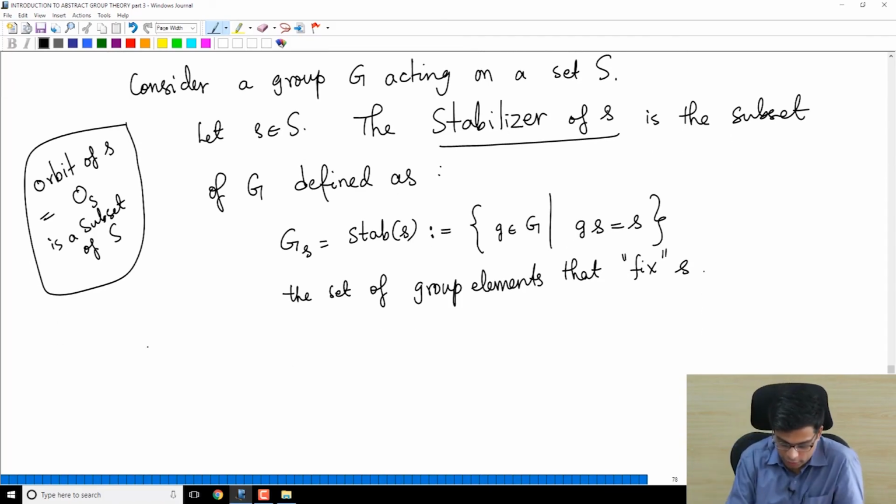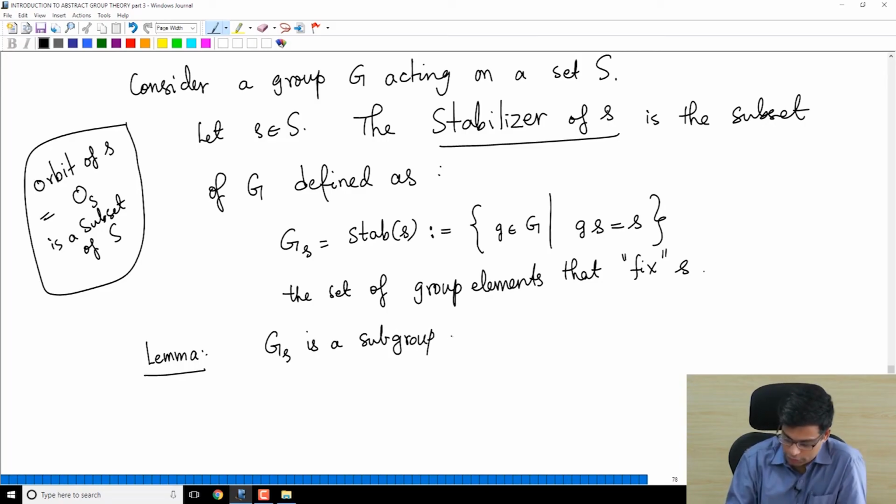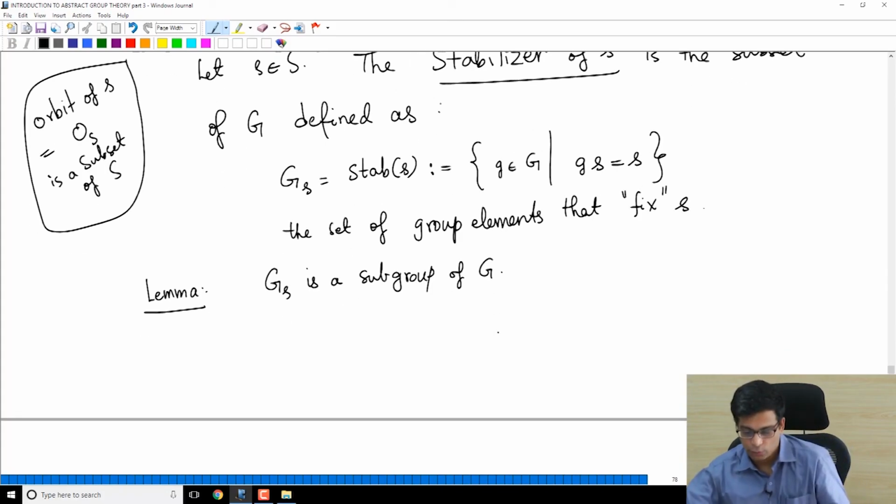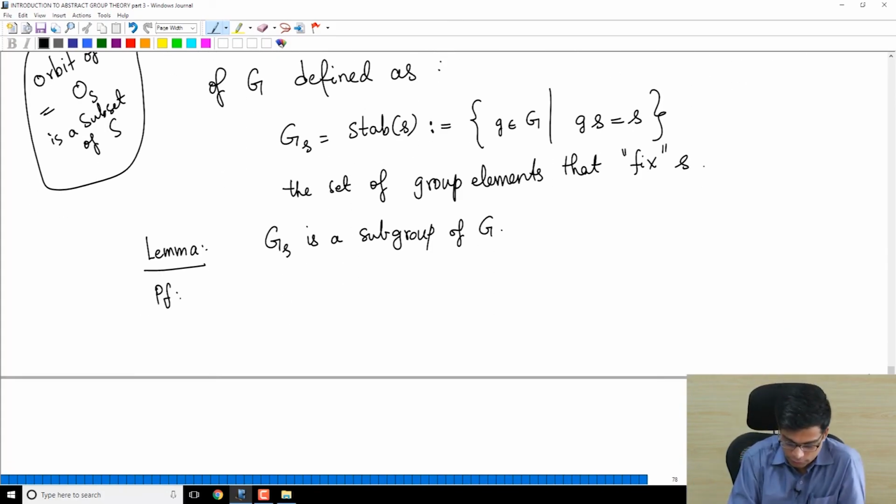So the immediate lemma that I will prove is that G_s is not merely a subset of the group, it is a subgroup of G. What is the proof? We have now done so many examples and results to check a group subset is a subgroup. So let us quickly do this. This is very easy. We have to check that the identity is there, it is closed under multiplication, and it is closed under taking inverses.